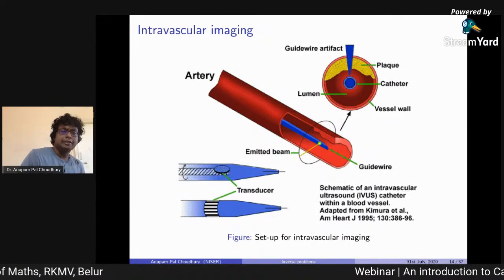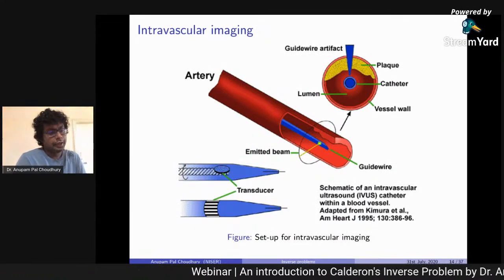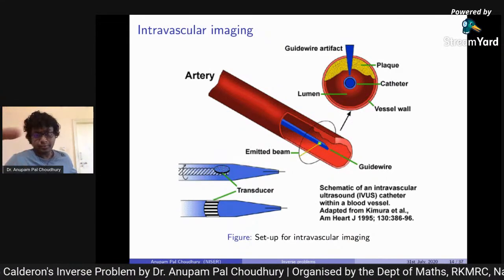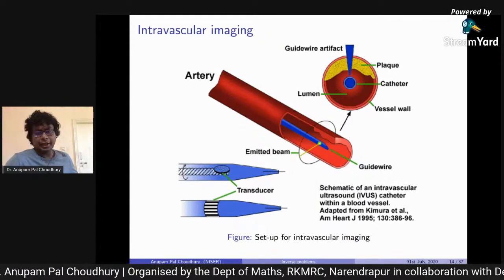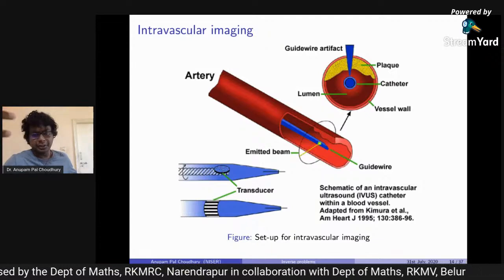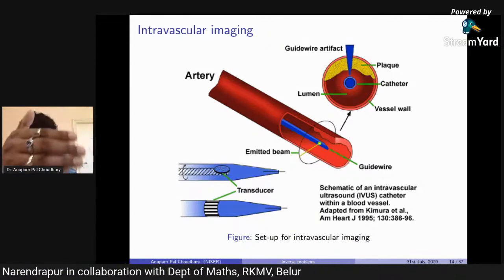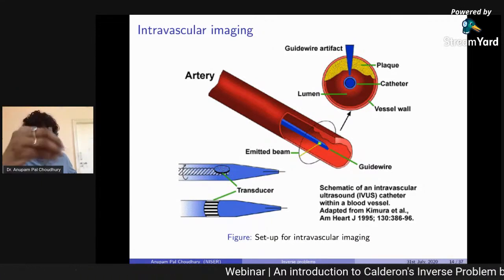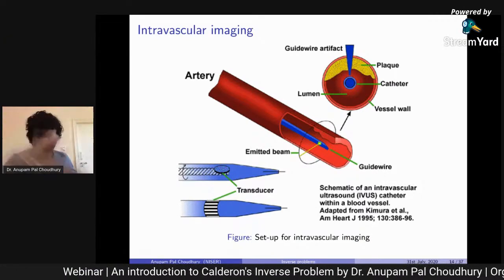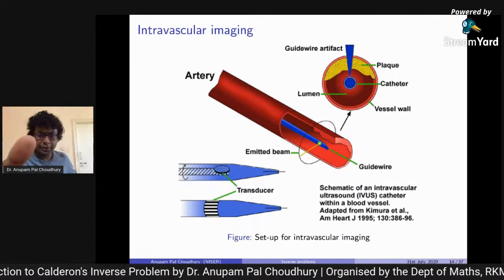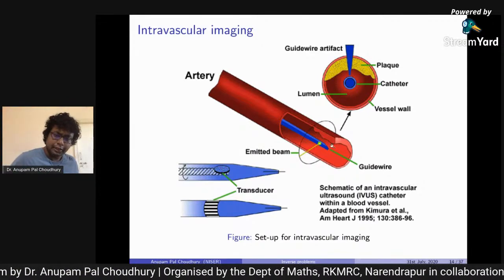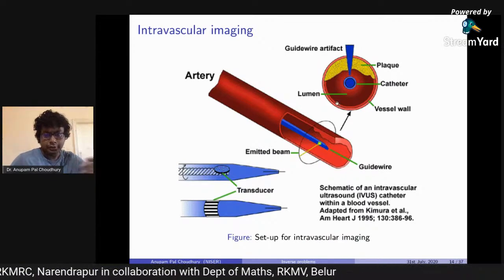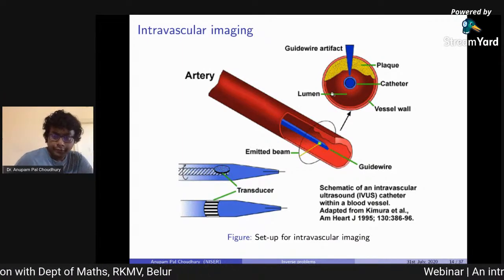Another example that I want to give you is intravascular imaging. So what is this? Usually, suppose you want to detect some plaque, or some sort of sedimentation in a blood vessel. What one does is put something like a catheter inside your blood vessel, and this catheter would have some sort of emitter, what is called here the transducer sometimes. It will emit some beam, and then depending upon the reflection, so again there is some scattering.